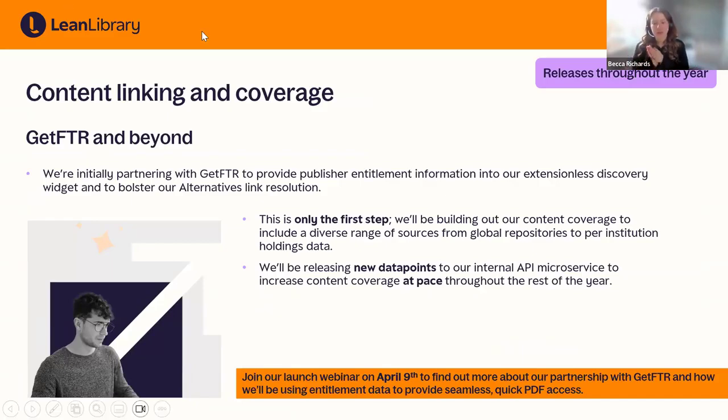So we are launching initially with GetFTR. As I mentioned, we're building a full microservice that will underpin this whole functionality in the form of an internal API service. And we're partnering initially with GetFTR to provide those publisher entitlement information into both our extensionless widget and then later into our alternatives link resolution. What I want to say here is that this is just the first step. We're really excited to be working with GetFTR to be able to boost immediate content discovery and access.